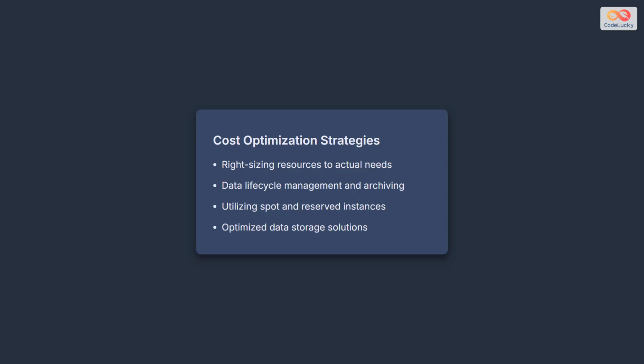Now let's explore some cost optimization strategies. Firstly, right-sizing resources to actual needs. This means allocating only the necessary resources to avoid overspending. Secondly, data lifecycle management and archiving. This involves managing data from creation to disposal to reduce storage costs. Thirdly, utilizing spot and reserved instances. This involves leveraging cost-effective cloud instance options for different workloads. Finally, optimize data storage solutions. This involves using the most efficient storage methods to minimize expenses.